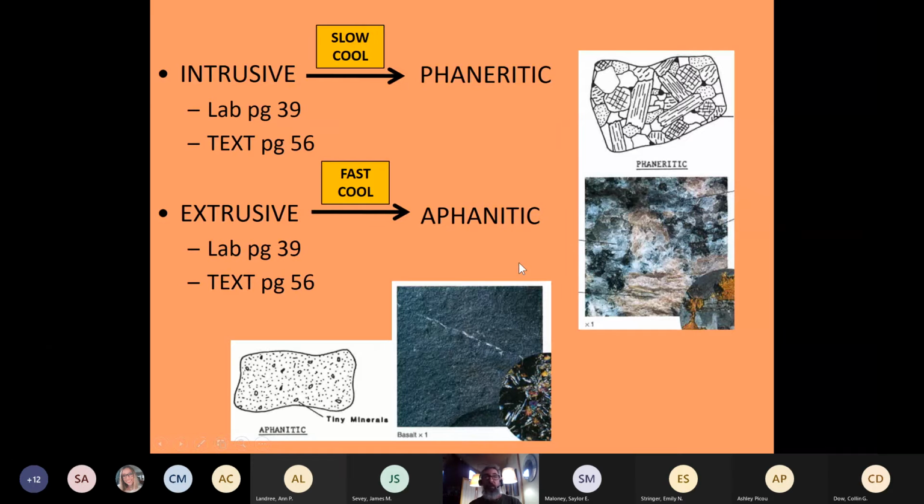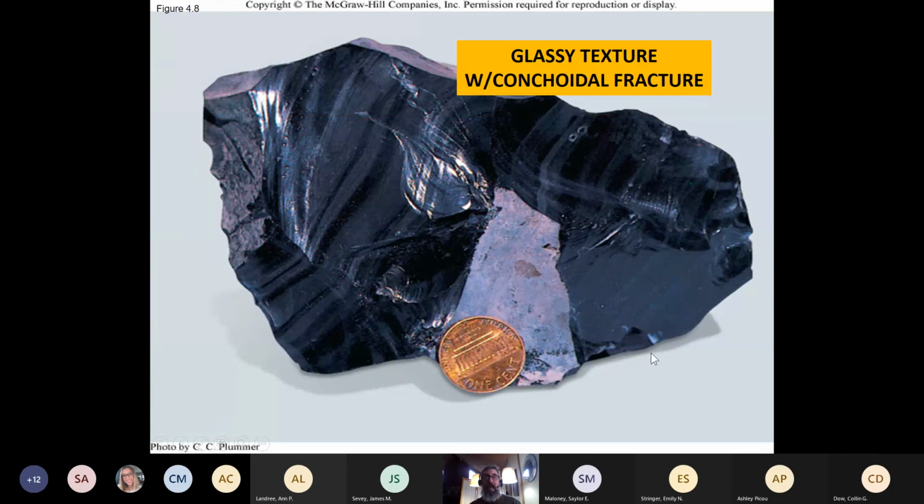There are several more. Intrusive rocks pretty much have one texture, phaneritic. Extrusive have several. And so we start with aphanitic, but another common igneous texture is glassy. This happens when the molten rock cools so rapidly that the minerals don't have time to form a crystal structure. Instead, the atoms are randomly dispersed so that they do not form minerals. They just form volcanic glass.